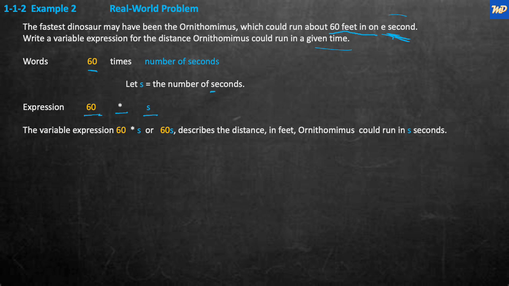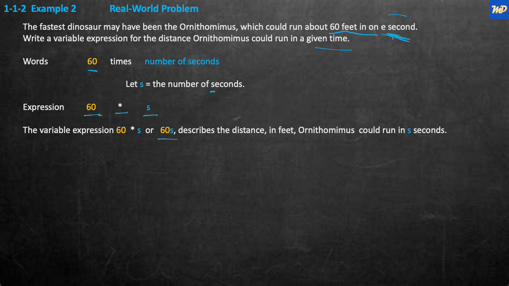s could be 5. Let's say we're going to run 5 seconds. Well, there's 300 feet it went. What if we run 10 seconds? It'll be 600 feet. So this s can be any number we want to stick in there, and when you multiply it out according to this variable expression, you'll have how far this dinosaur is running in that number of seconds. So the variable expression 60 times s, or 60s, here's where you see them touching again there.